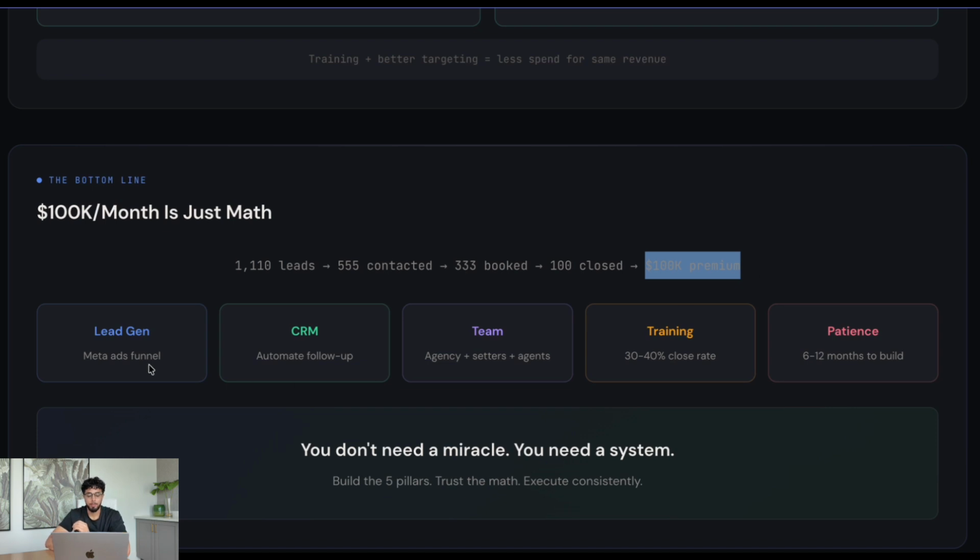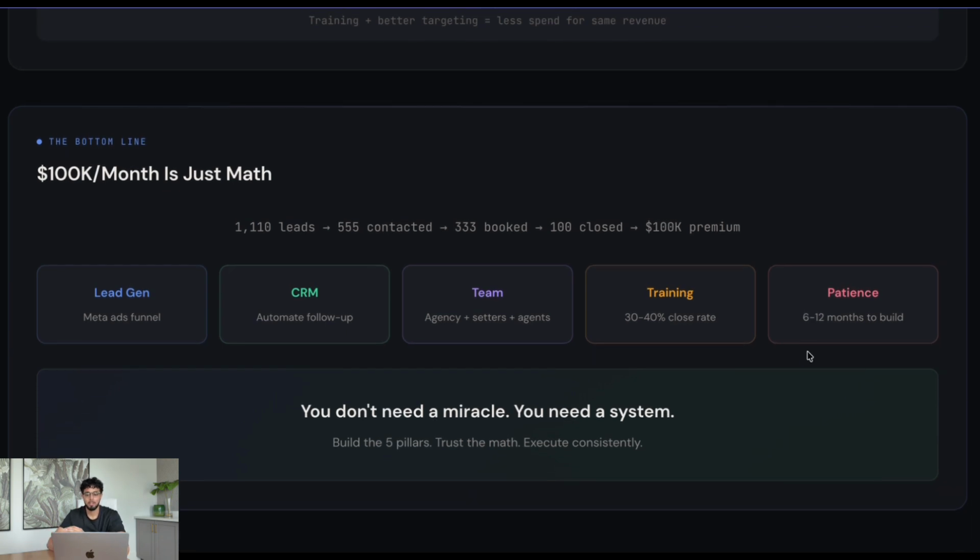And to break it down and recap again, lead generation, lock that down first with a meta ads funnel. Second, build a CRM and automate all the follow-up. Third, build a team, agency, setters, agents under you, all 3 to make sure you can effectively scale. Train everybody, make sure every process is dialed in. You're at 30 to 40% close rate. And of course, patience. Don't scale too fast thinking it's gonna happen next month. You need to make sure every piece is good or else you'll be scrambling to lock every single piece in at the very end. 6 to 12 months to build ideally. You can scale even quicker if you have the resources prior.